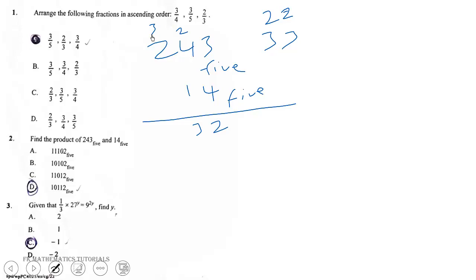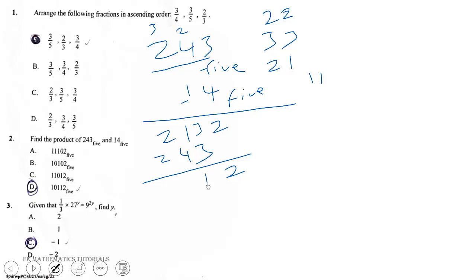4 times 2, 8. 8 plus 3 is 11. 11 in base 5 is 2, 1. So write 2, 1. Now 1 times 243 will be 243. So we add, so 3 plus 3 is 6. 6 in base 5 is 1, 1. So we write 1, carry 1.